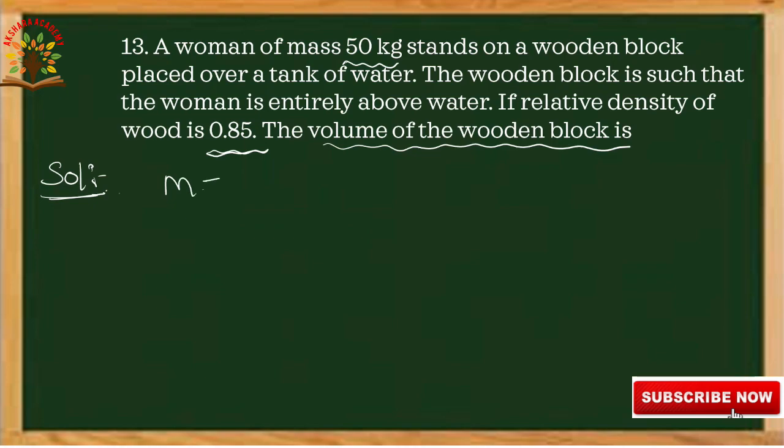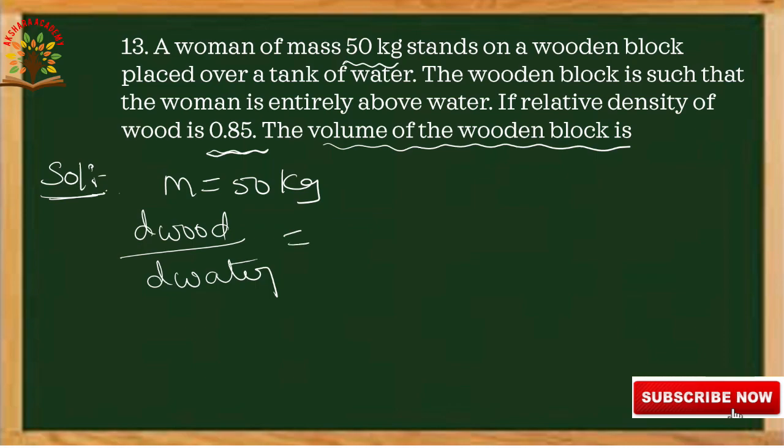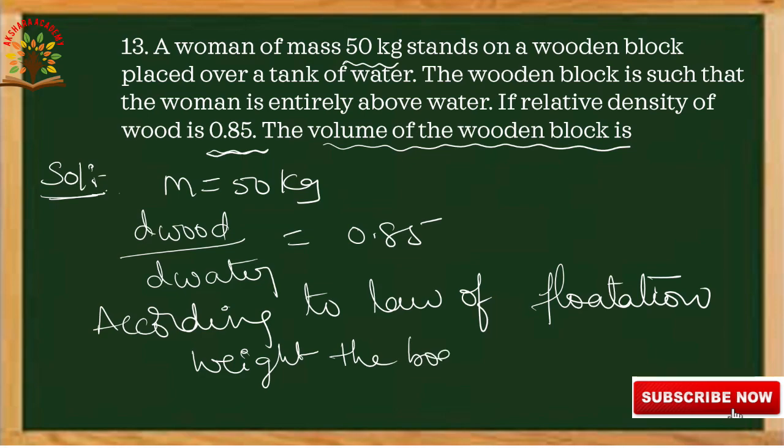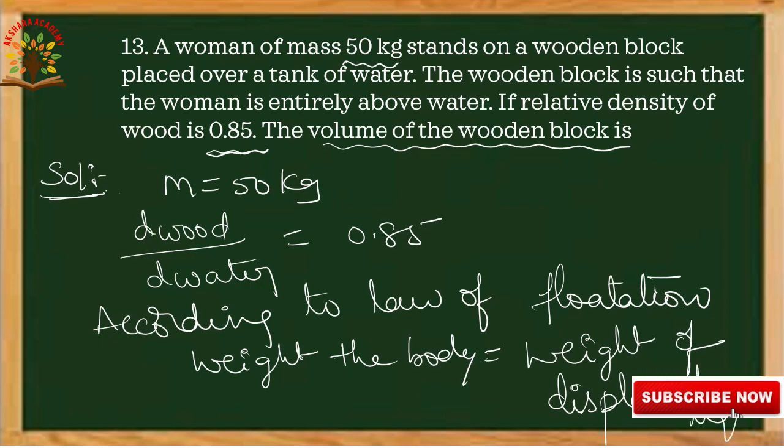Here they given m is equal to 50 kilogram and density of wood by density of water is equal to the given 0.85, and according to the law of flotation, weight of the body is equal to weight of displaced liquid. So we are using this formula.